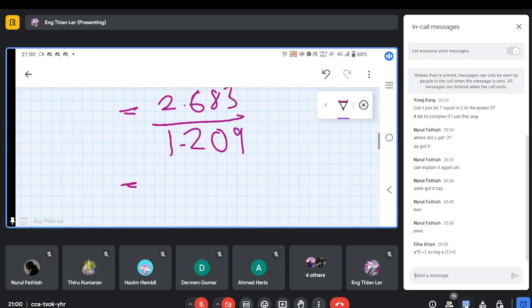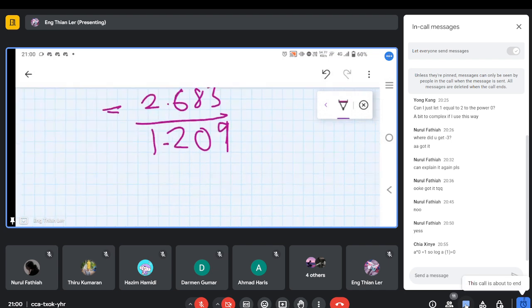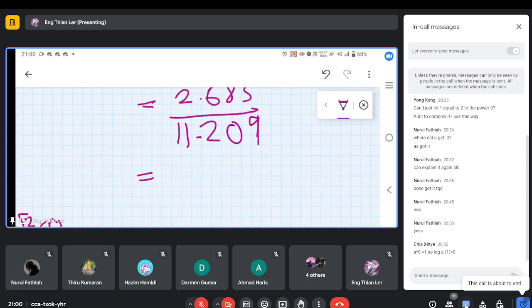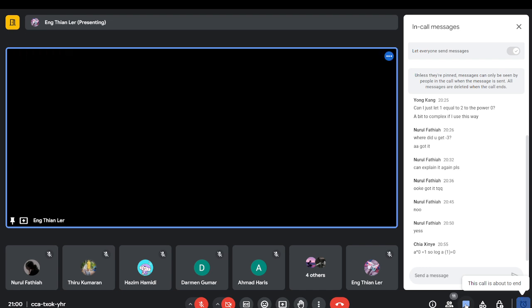Now, even though the question doesn't want us to use a calculator, but who's watching? We're going to use it anyway. Yeah, you just use the calculator, don't worry. No one will scold you. So 2.683 over 1.209.